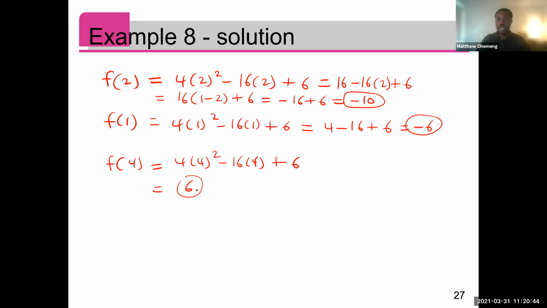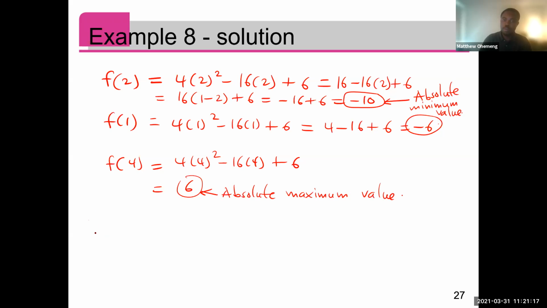Now, when I'm done, I have all the values, the function evaluated at each of these points. The smallest is supposed to be my absolute minimum value. So from here, I can see that this is my smallest, so this is my absolute minimum value. And then the largest is 6, so that is my absolute maximum value. To sum everything up, my absolute maximum value is 6, and it occurs at where?